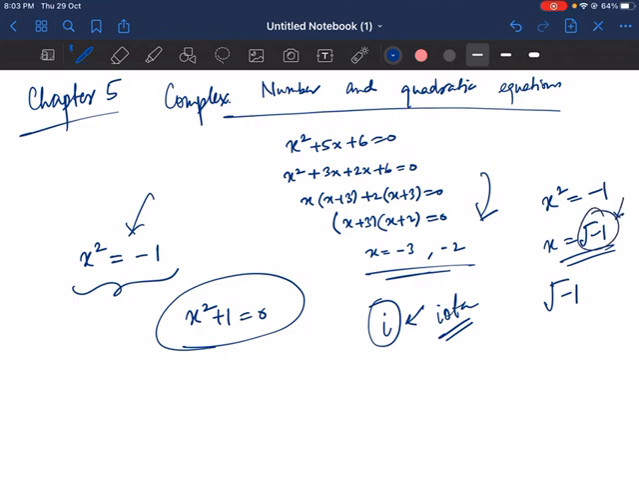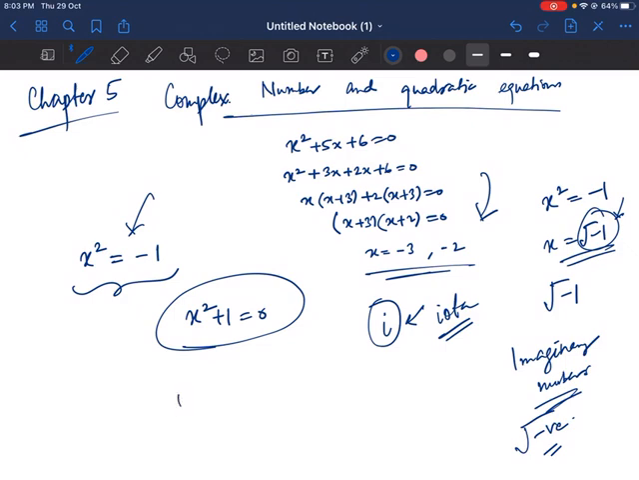So these numbers are known as imaginary numbers. So what is an imaginary number? Imaginary numbers are those numbers which have the square root of a negative number. Okay, so this is what imaginary numbers are. Now, what is a complex number?